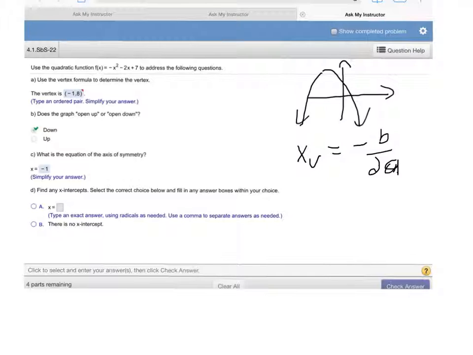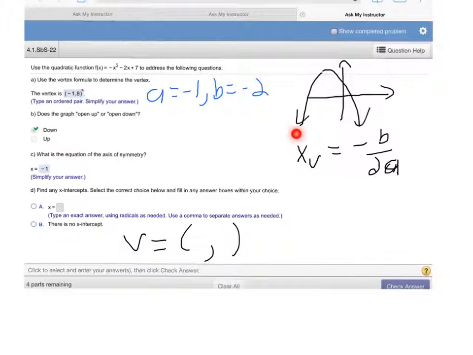So the vertex is going to be an ordered pair, and this formula will give you the x part. First thing you have to do is identify a, b, and c. Well, in this case, just a and b. A is the coefficient of the squared term, which is negative 1. B is the coefficient of the linear term, which is negative 2. I can tell that just by looking at the coefficients of x squared and x.